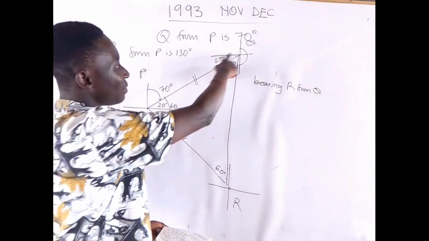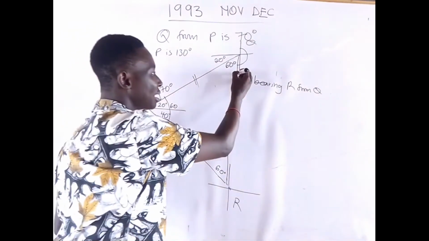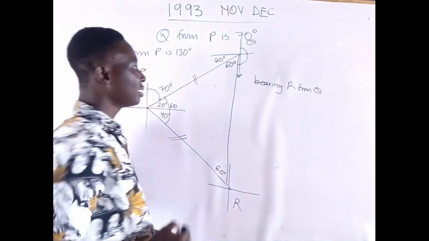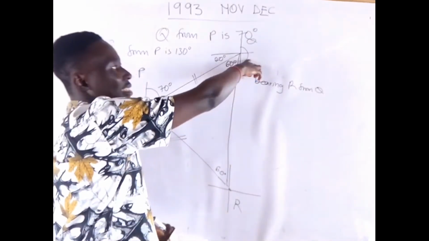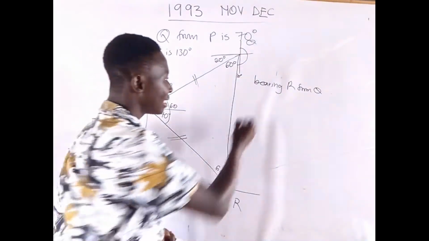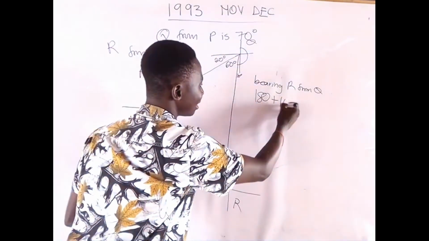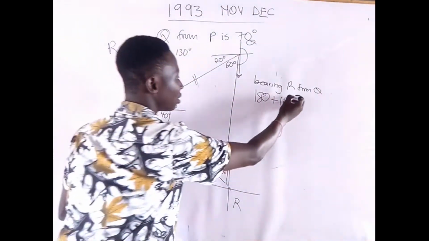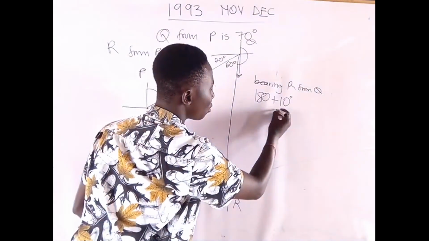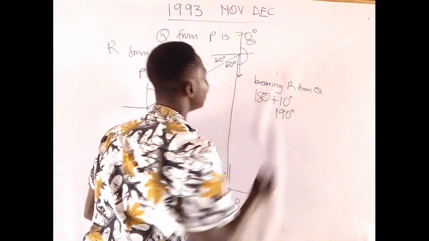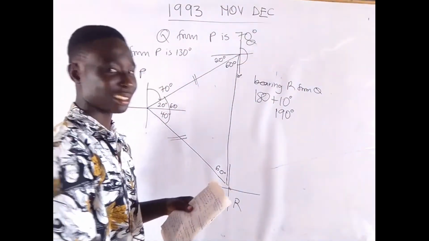And every angle is 90 over here. This plus this is 80. So meaning this side will be 10 degrees. And from here is 90, 90. So 90 plus 90 is going to give us 180, plus this will give us 10. So now the bearing of R from Q is 190 degrees. That is the answer for number 10.